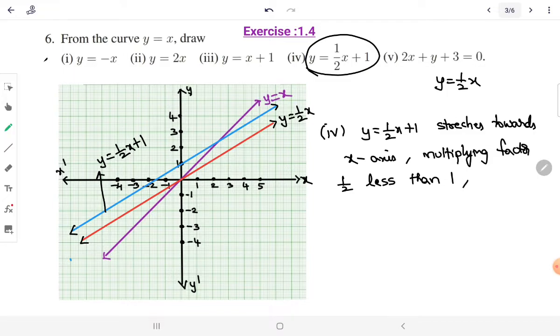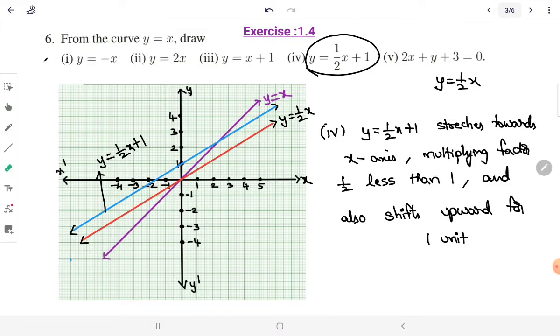And also it shifts upward, because this is only for half x that I have explained. So it shifts upward for 1 unit. Because of that plus 1, the red color graph will shift upward by 1 unit. Okay, so this is the fourth subdivision.